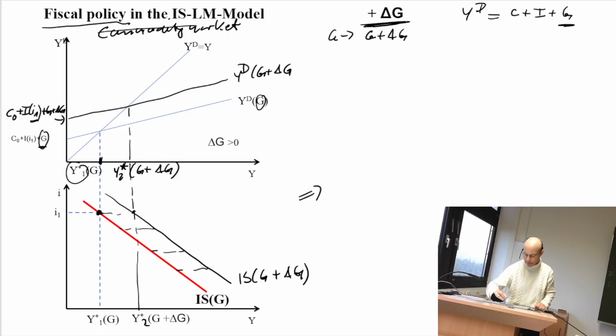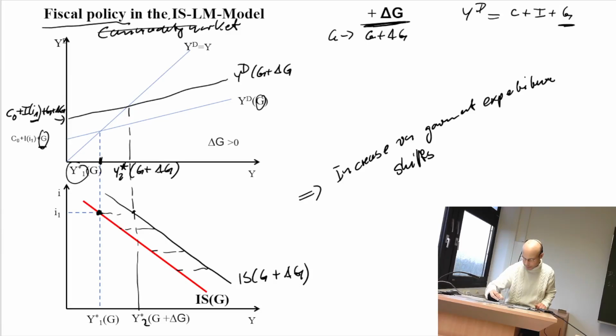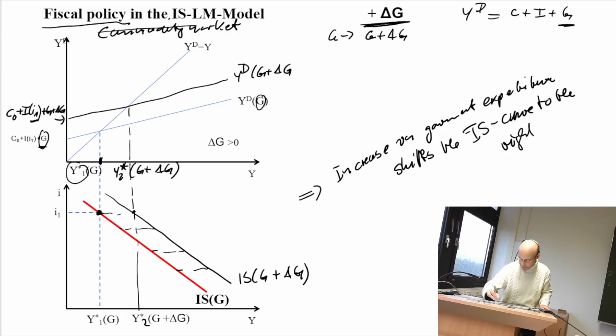So an increase of government expenditure shifts the IS curve to the right.